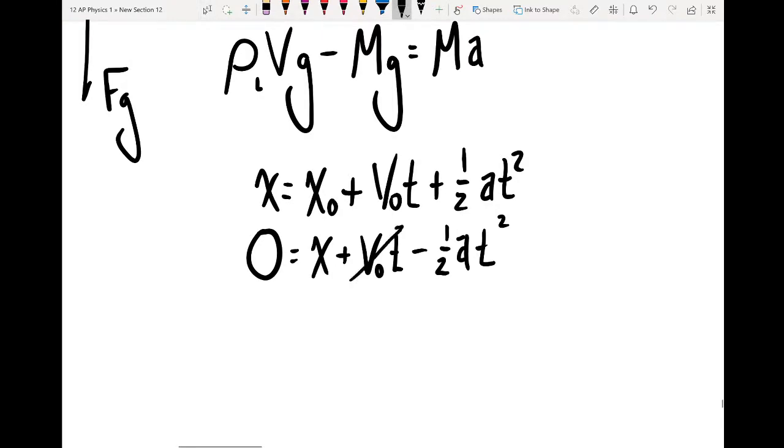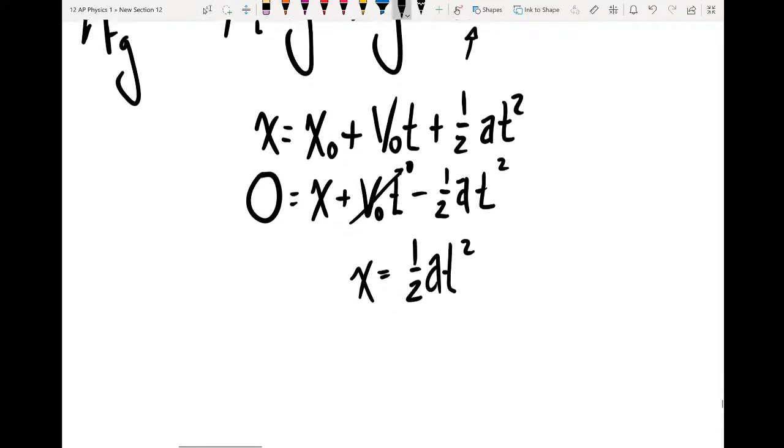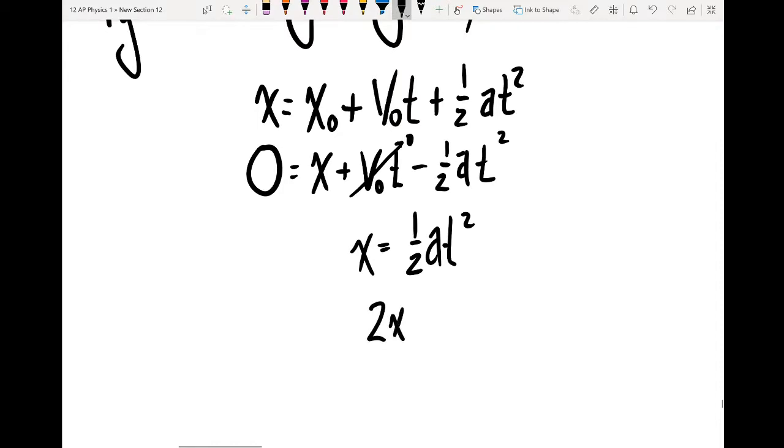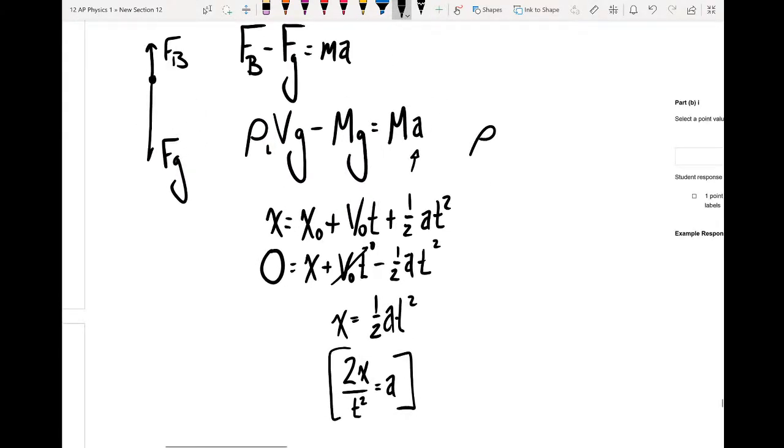So in our experiment, we can say that we can drop our cube in there. So we can say x equals 1/2 at squared. We want to get a into our equation up here. We want to substitute this a for known quantities, or measurable quantities. So we can replace this as 2x divided by t squared is equal to a. Cool. So now we have an equation for the acceleration that we can plug in up here. So rho L V g minus m g is equal to m, or I guess 2m x divided by t squared.